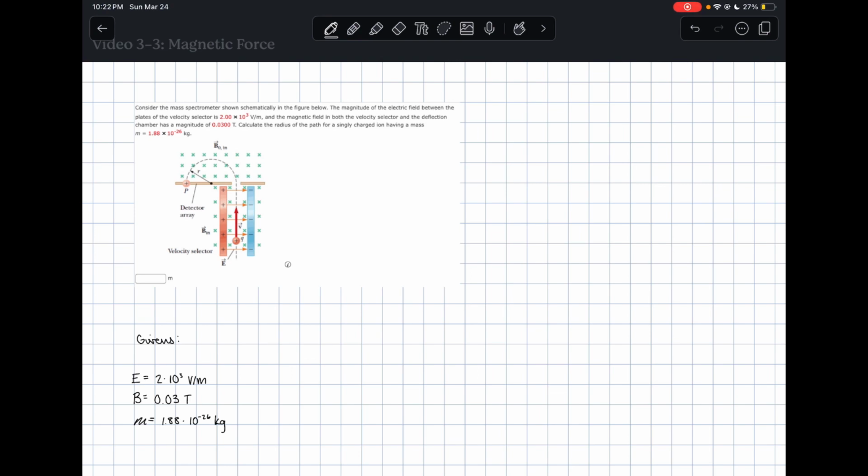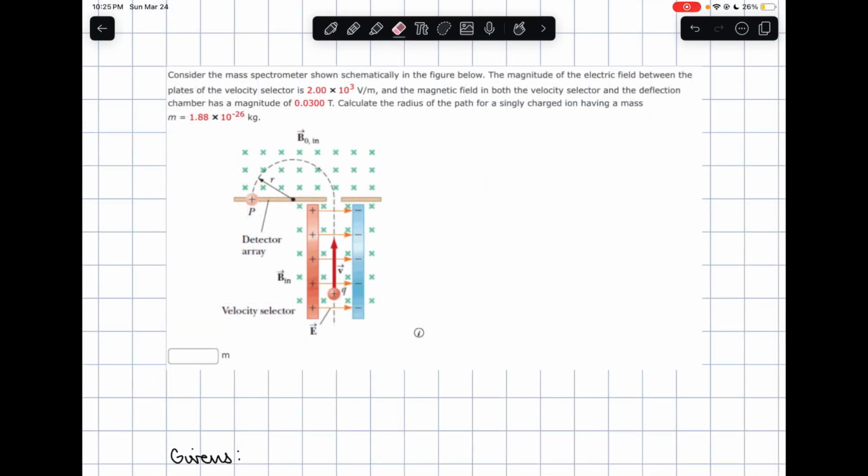First, let's start by taking a look at our givens. E is equal to 2 times 10 to the third volts per meter, and the magnetic field B is equal to 0.03 teslas. M is equal to 1.88 times 10 to the negative 26 kilograms. It's also notable that it is a singly charged ion, meaning it will just have the elementary charge of a positive charge. Now, let's set up an equation.